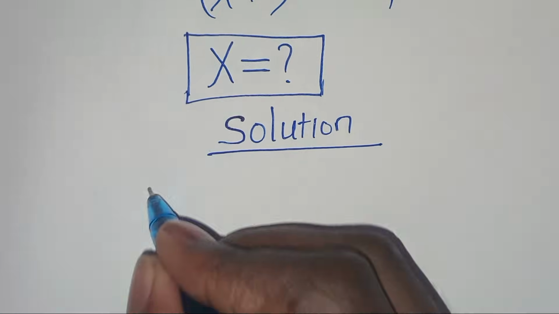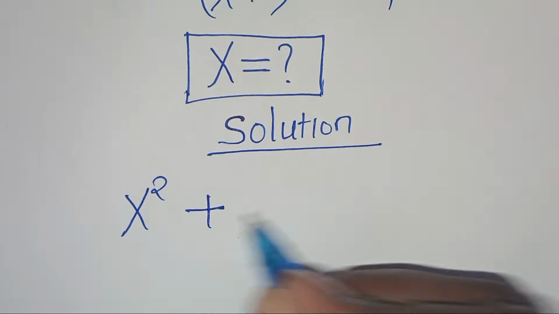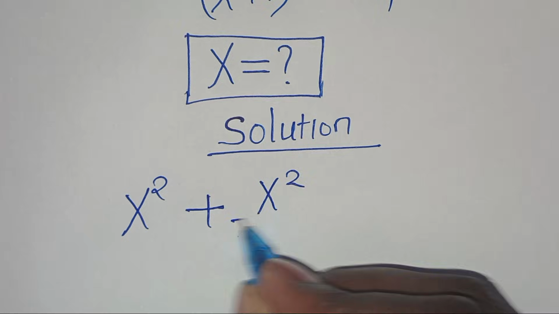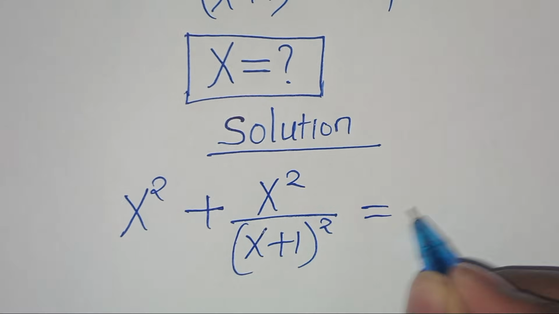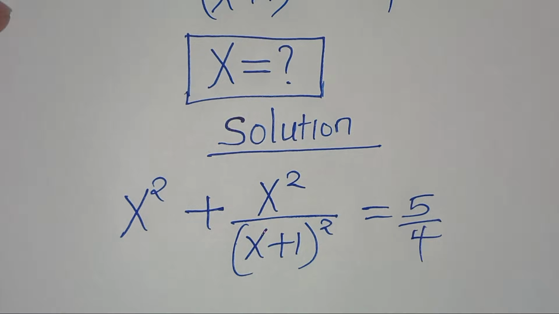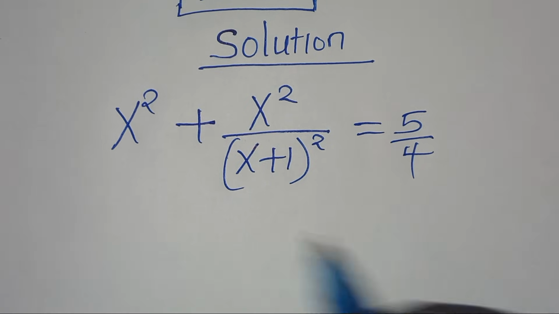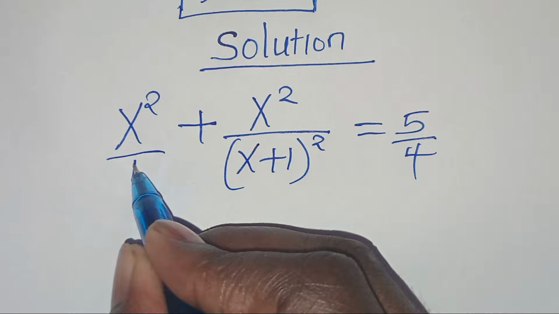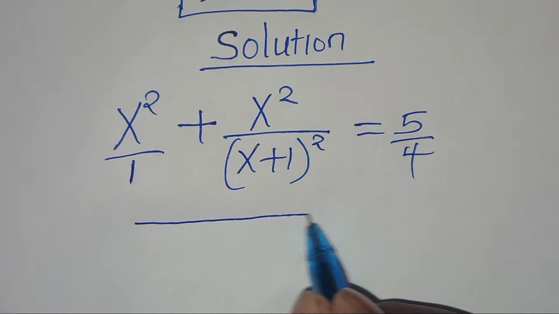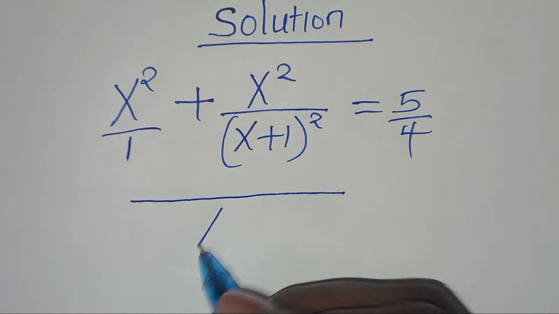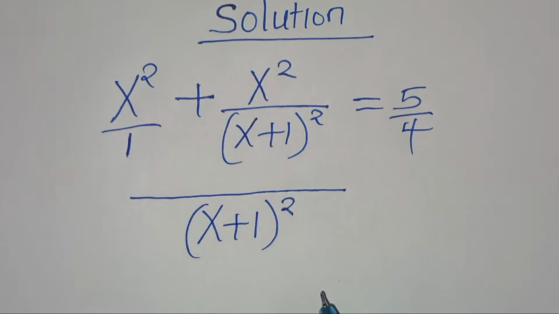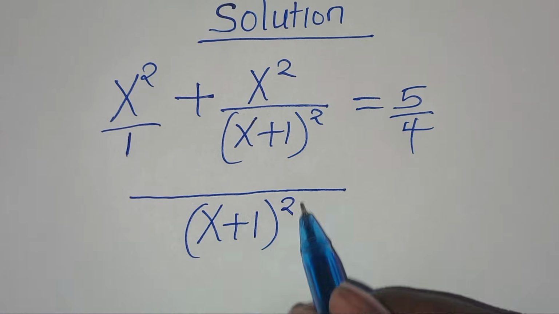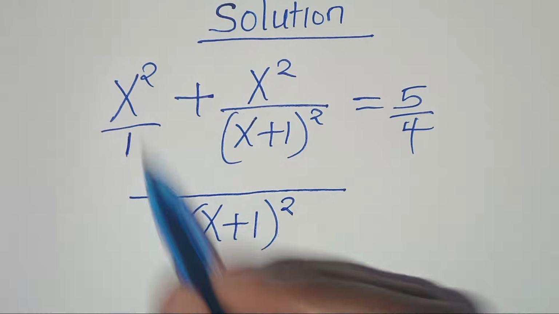So we have x to the power of 2 plus x to the power of 2 divided by (x plus 1) raised to the power of 2, equal to 5 over 4. Now, x squared is a whole number, so this is over 1, so that the LCM here is (x plus 1) raised to the power of 2.